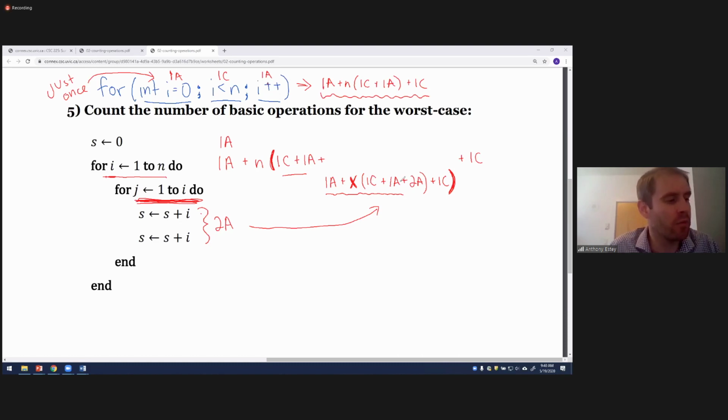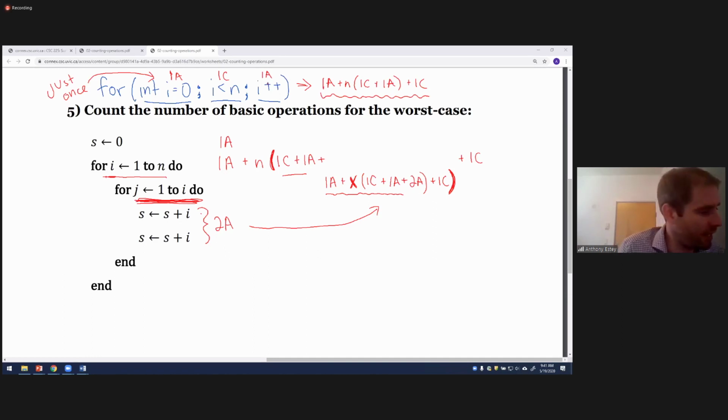going to do the condition to go into the loop, the increment at the end, and then the two assignment operations within it. Then eventually we're going to have to break out of that loop for all n times that we enter the inner loop. And then at the very end, this is the final condition to break out of the outer loop. Make sense? So I guess now what we need to think about is, first of all, how do we combine all these terms, and also what x is.